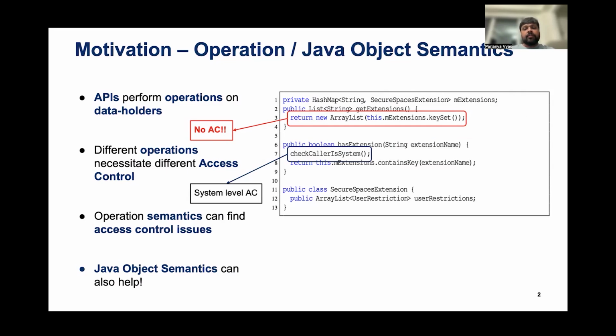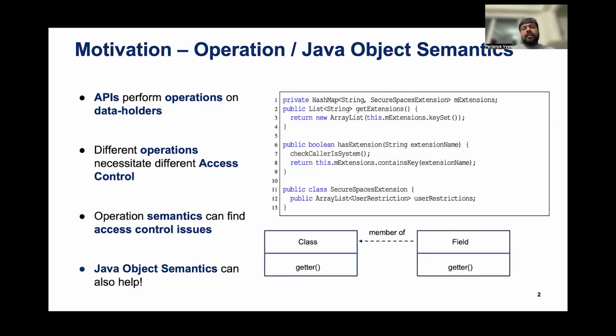This seems counterintuitive because the existence check operation can actually be performed using the getter operation itself. So ideally, we would expect that an access control as strict as the one in has extensions should also be enforced by the get extensions API. But this is clearly not the case here. So this is an example of an inconsistency within the framework APIs that we can identify using these access control implications related to the data holders.